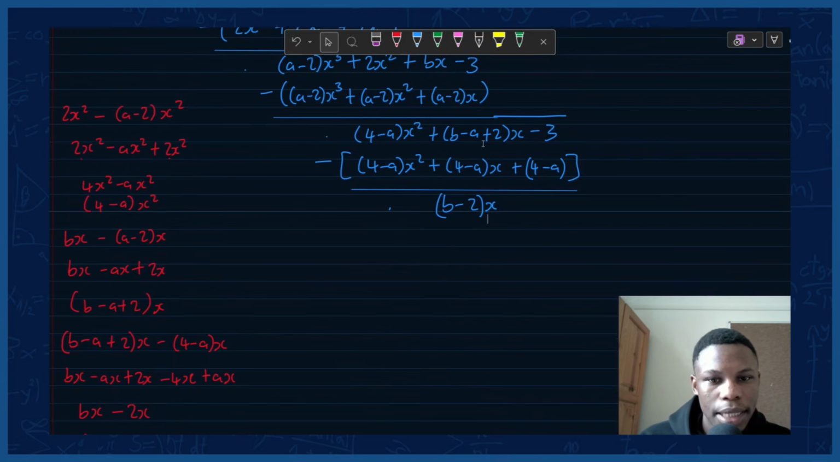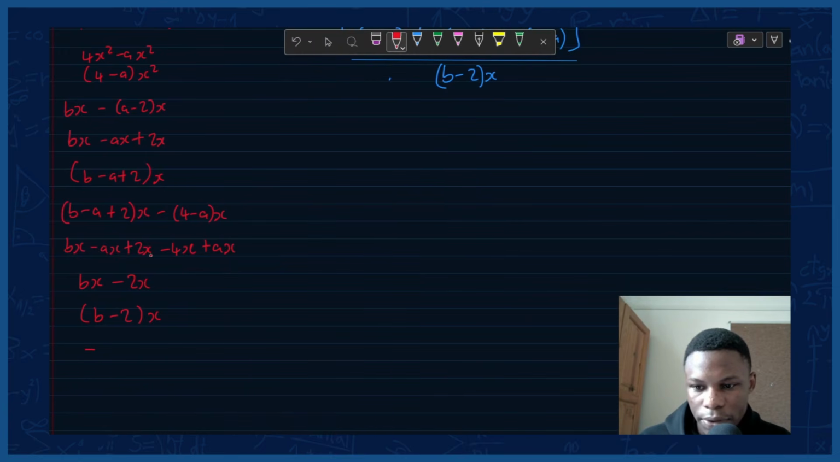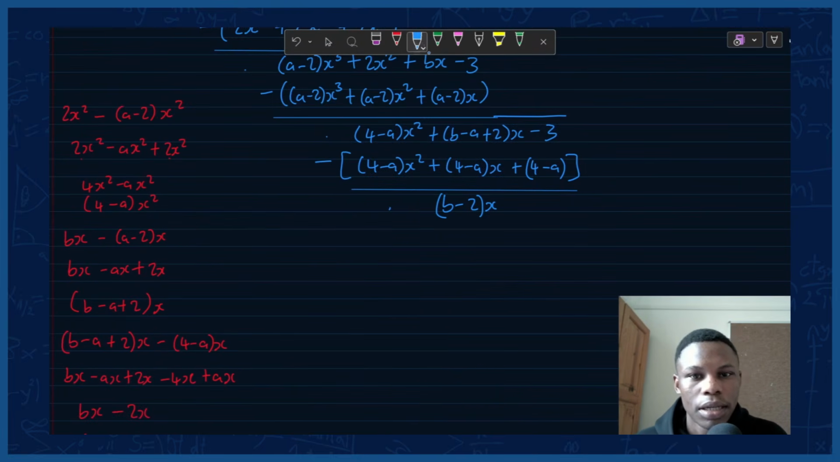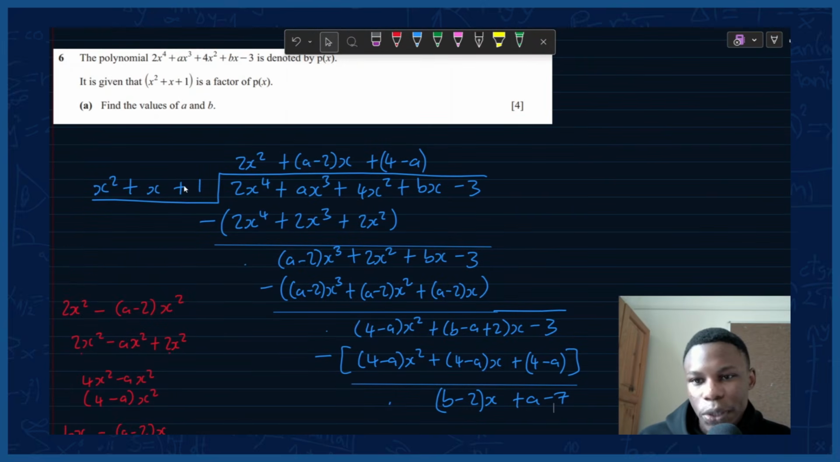Okay. And then here I've got minus 3 minus 4 minus a. So that is minus 3 minus 4 minus a. Minus 4 minus a, that's just minus 3 minus 4, so minus 7. Then minus minus a plus a. So a minus 7 plus a minus 7. But remember, we said x squared plus x plus 1 is a factor.